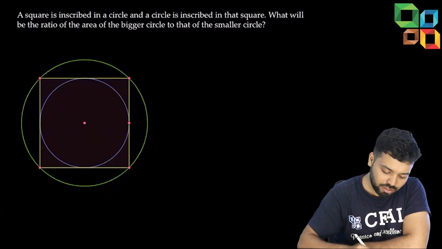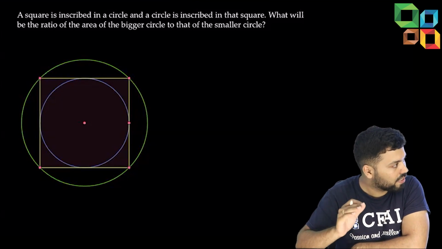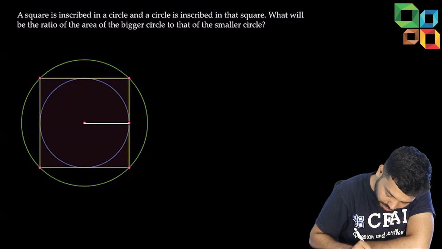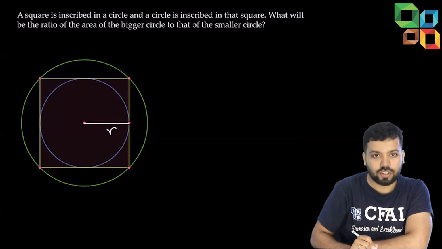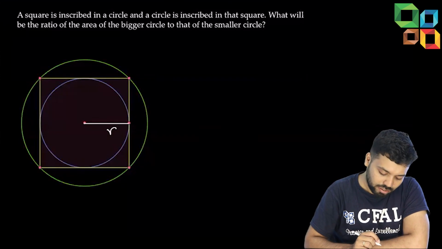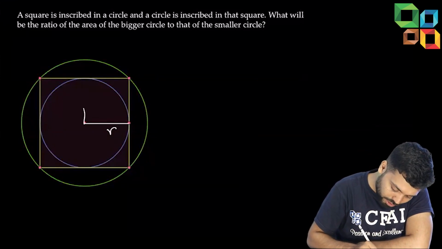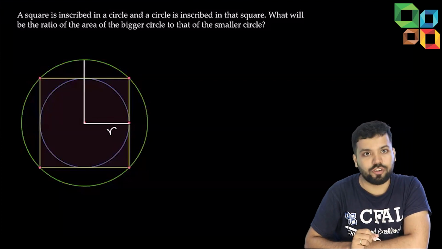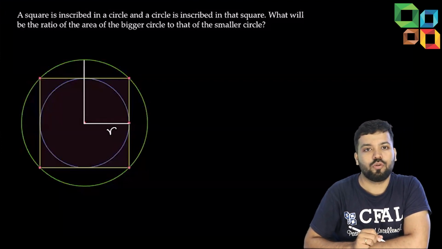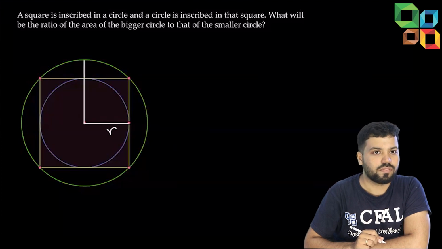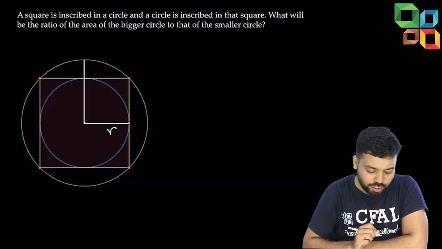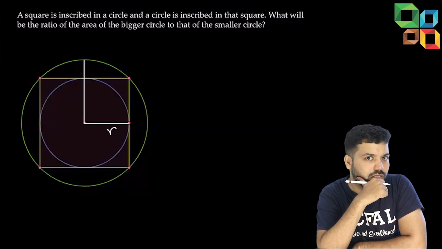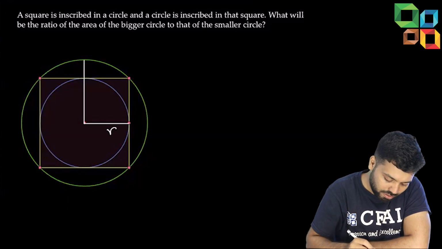Okay, so we will start with the smaller circle. So this we'll take as r. If we take this as r, all that I need to know is what this one is. I need to figure out the bigger radius. How do I get the bigger radius? Pythagoras theorem. Where should I apply Pythagoras theorem? But it is a square, so R is half of the side.